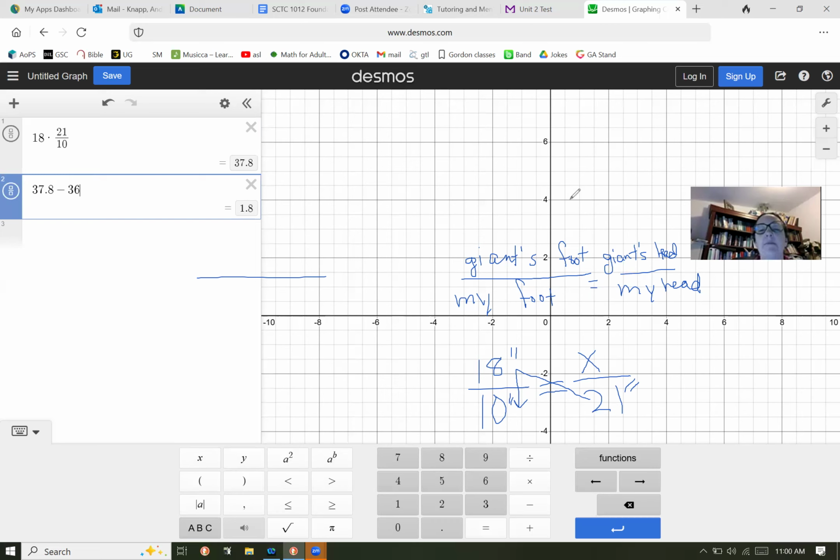So the giant's head circumference is 37.8 inches, but turning that into feet and inches, we have 3 feet, which you put as a slash, and 1.8 inches.